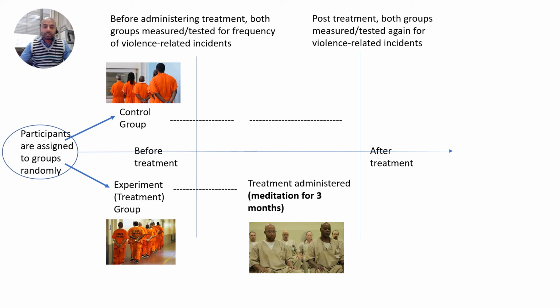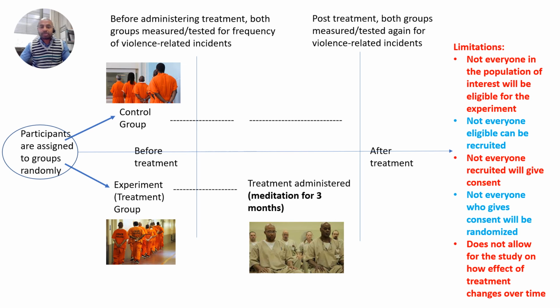Finally, we talk about the limitations of the research. So limitations is again not everyone. Although you are allocating participants randomly, not everyone in the population of interest will be eligible for the experiment. For example, you may go into a prison and you start allocating prisoners. Now, many of the prisoners have not shown any violence related incidents, so they are not a good group to study. You must take all the prisoners who have demonstrated some kind of a violence related incident, so that you can then administer the treatment of meditation and find out whether it has any effect on them or not.